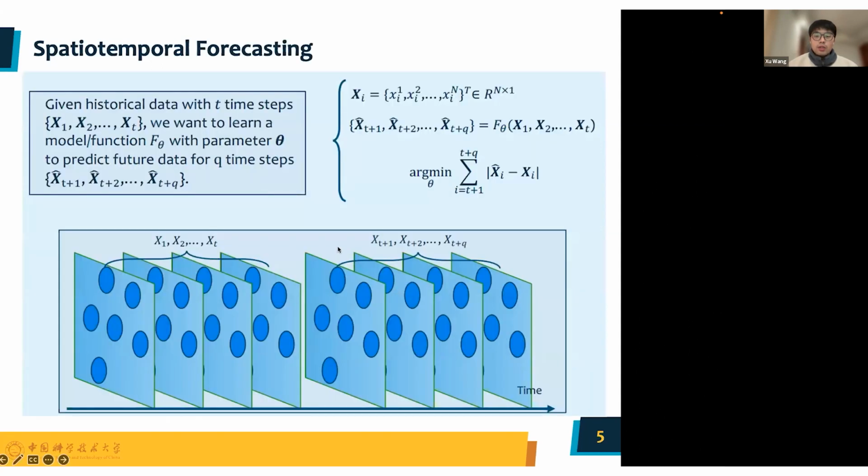In this work, we focus on spatiotemporal forecasting problem, which is defined as follows. Given historical data with t time steps, we want to learn a model of function f theta with parameter theta to predict future data for q time steps. The core difference between spatiotemporal forecasting and univariate time series forecasting is that in the scenario of spatiotemporal forecasting, there exist non-ignorable correlations among nodes.